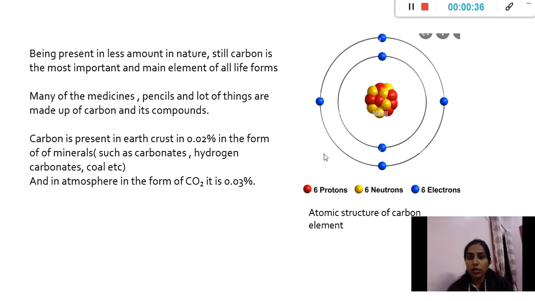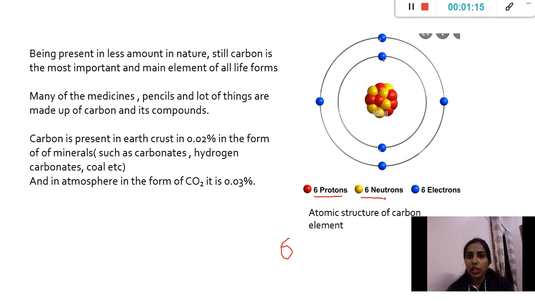So what is the atomic number of carbon? The atomic number of carbon is 6. And how many electrons are present in carbon? It will also be 6. And the number of neutrons and the number of protons are 6 each in carbon. So here you can see the atomic structure of carbon.